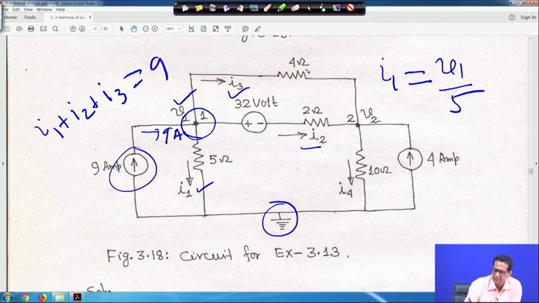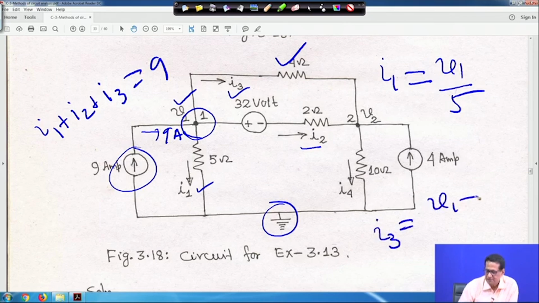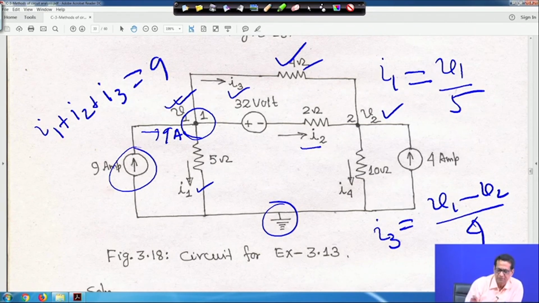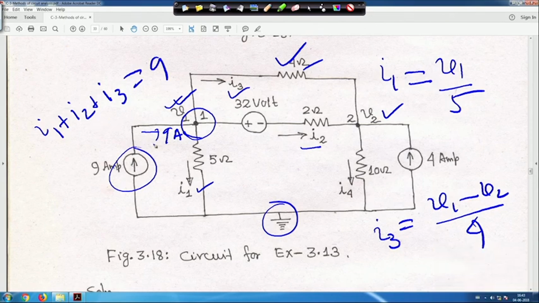It is V1 to V2, the 4 ohm resistance is connected. So, here I am writing I3 is equal to V1 minus V2, divided by 4, right. So, put the I2 expression I have told you, then put I1, I2, I3, everything is equal to 9. This will be the first equation in terms of V1 and V2, right.